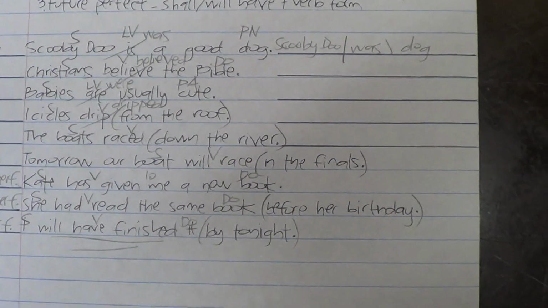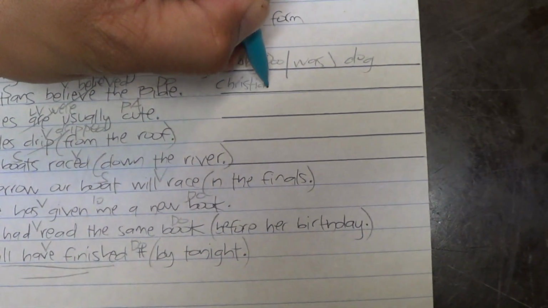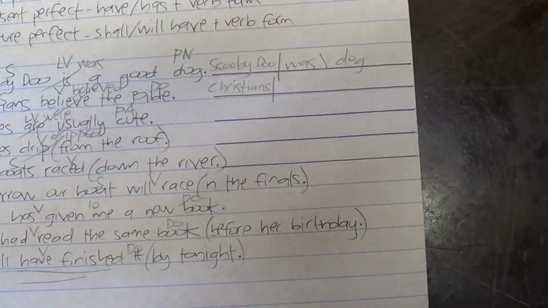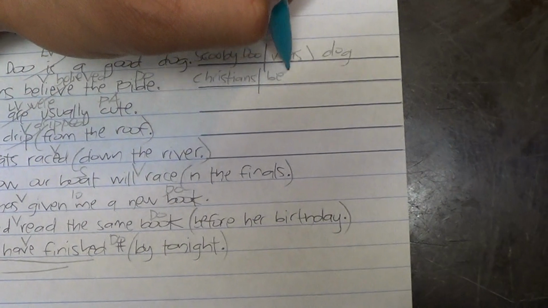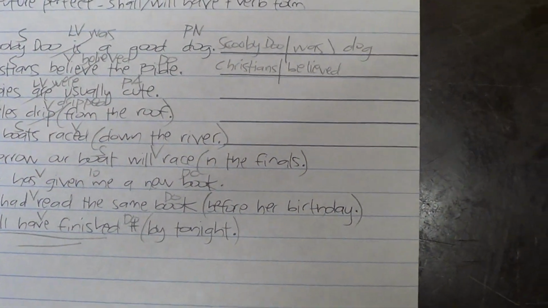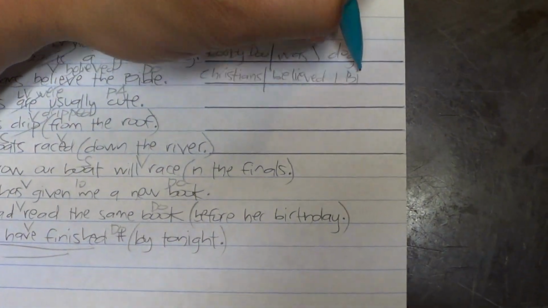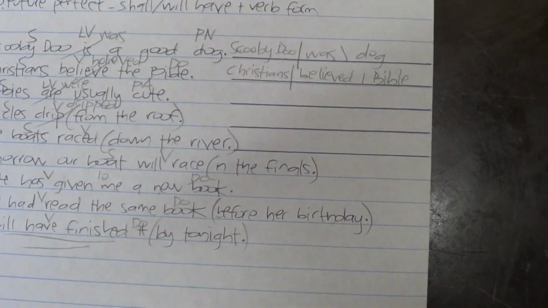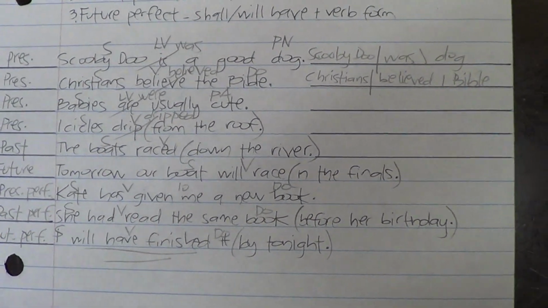Christians believed the Bible. Christians is our subject. Subject always comes first. Line to separate the subject and the verb all the way through. Past tense verb is believed. Okay, believed is action. Anytime we have action verbs, remember the line goes straight up to separate the action verb from the object. Okay, 3 more sentences.